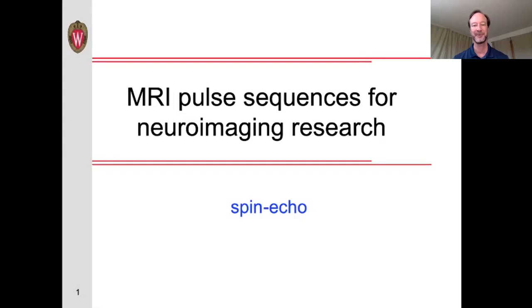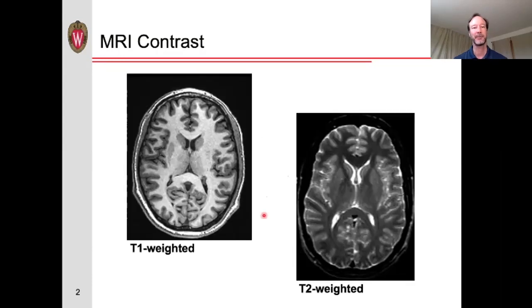Hello. This first lecture, which is part of the series on MRI pulse sequences for neuroimaging research, is on the spin echo. In my talk about the basics of MRI contrast, I showed these two images, the left being a T1 weighted image and the right being a T2 weighted image. Now note, these are two different slices of the brain.